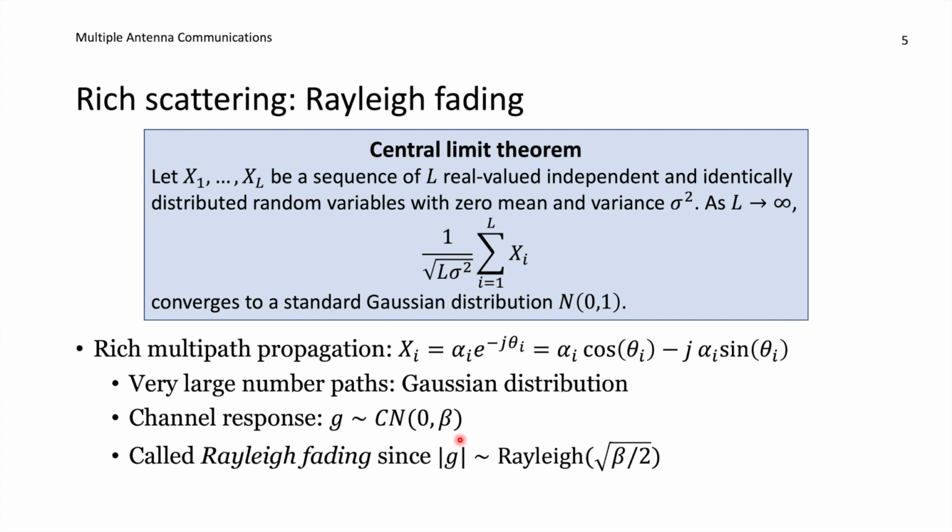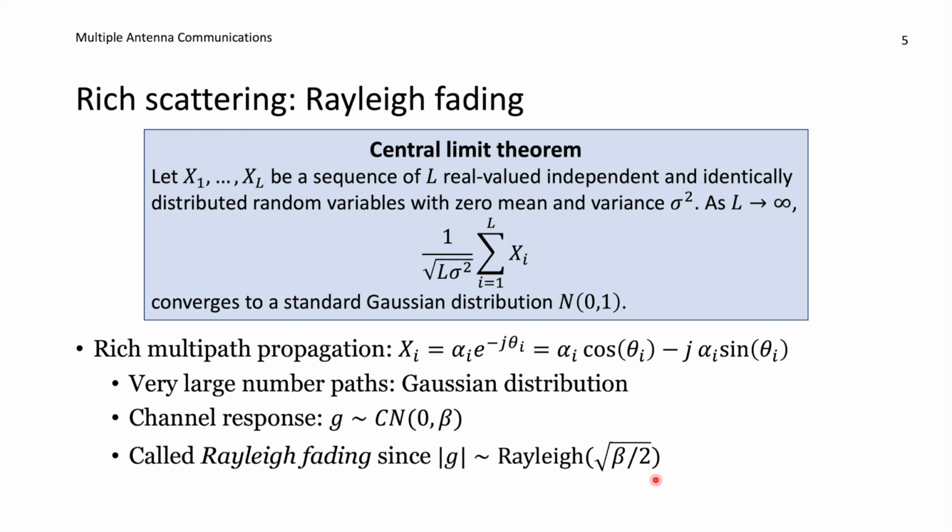Why? Well, if we compute the magnitude of G, it has what is known as a Rayleigh distribution. And in the Rayleigh distribution there's a scale parameter that defines it, just as in the Gaussian distribution there's the variance that is defining it. And in this case it happened to be square root of beta divided by 2, because this is the standard deviation that you have on the real and on the imaginary part.